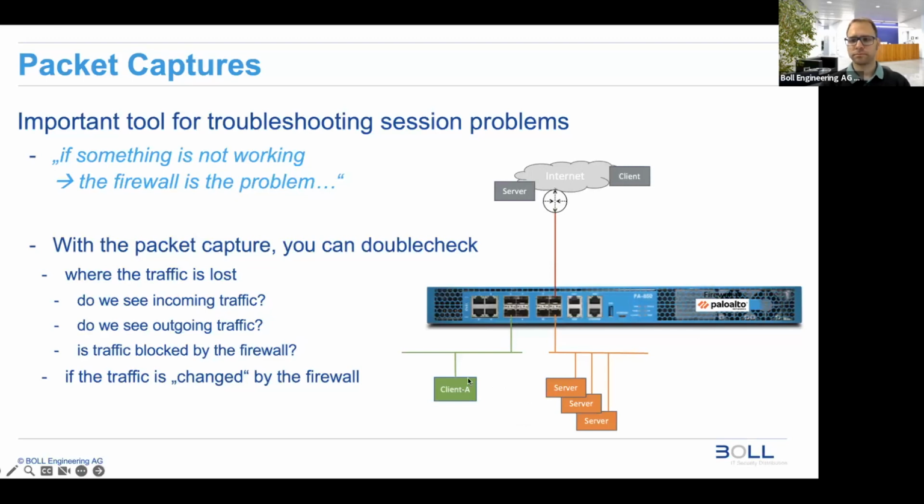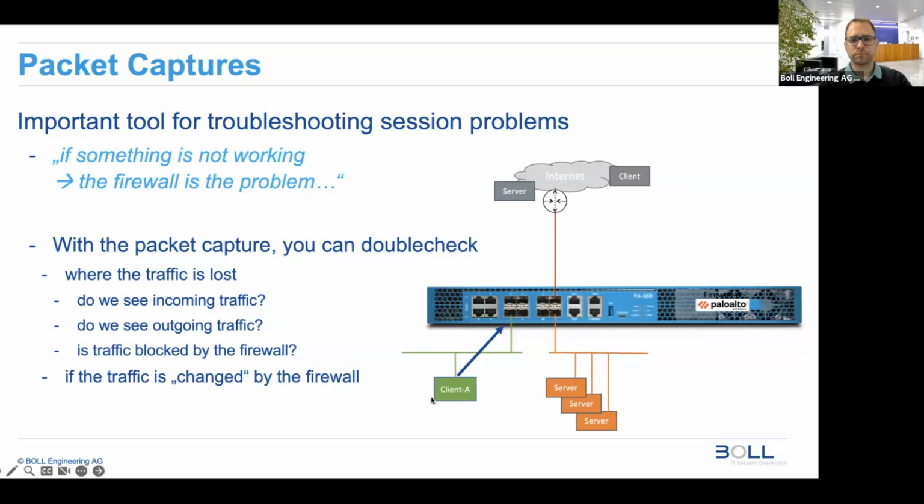What you can do with the packet capture right now is start the packet capture and find out if you see the request from the client. So do we see incoming traffic? Because if we do not see any incoming traffic on the firewall, of course, I understand that the traffic is not working, but then the reason is not the firewall. Maybe the client has a wrong default gateway, or maybe the client is not connected to the network at all, or maybe there's another problem. But if you do not see incoming traffic with the packet capture, you might understand, okay, it's not the firewall.